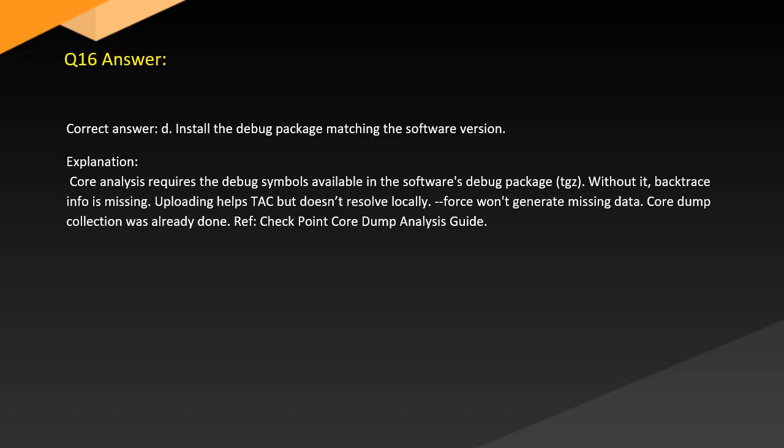Answer. Correct answer: D. Install the debug package matching the software version. Explanation. Core analysis requires the debug symbols available in the software's debug package (TGZ). Without it, backtrace info is missing. Uploading helps TAC but doesn't resolve locally. Force won't generate missing data. Core dump collection was already done. Ref. Check Point core dump analysis guide.